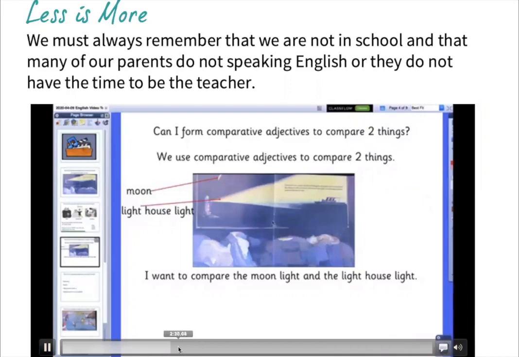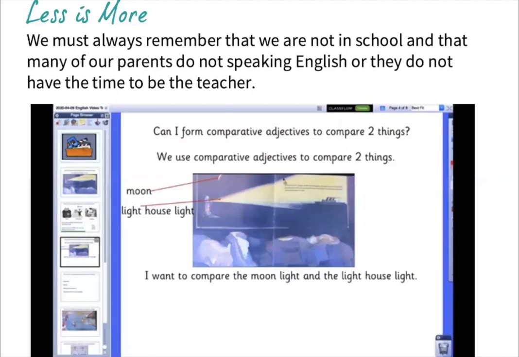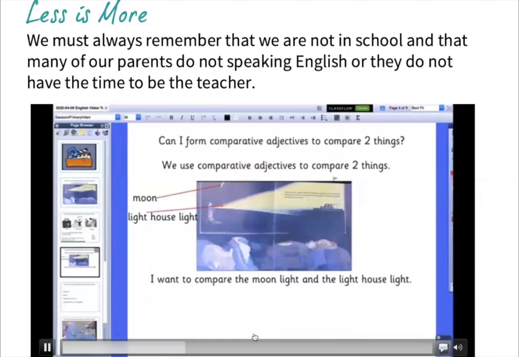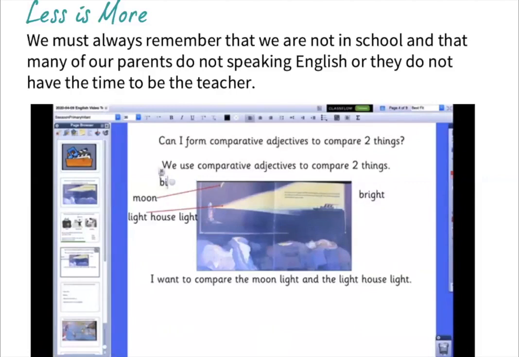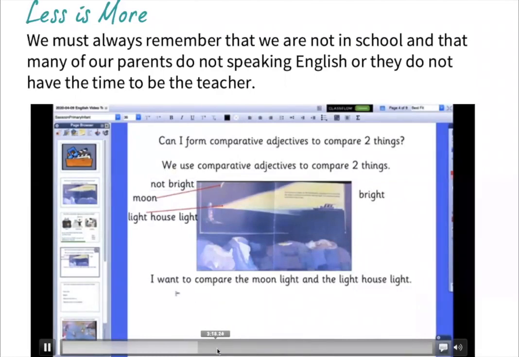In this picture, we've got two nouns here. I've got the moon or the moonlight, and I've got the lighthouse, and the lighthouse's light beaming out over the ocean. I want to compare the moonlight and the lighthouse light. This light is very, very, what's the adjective? Very, very bright. Yes? And the moonlight tonight is not very bright, is it? It's not bright. So I want to put this information into one sentence, okay?